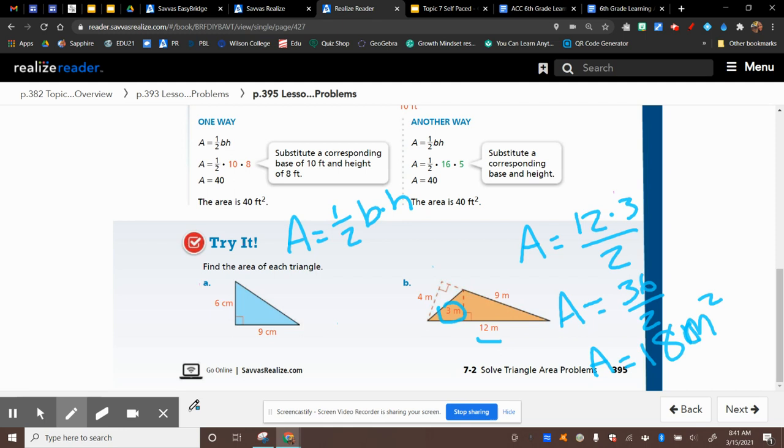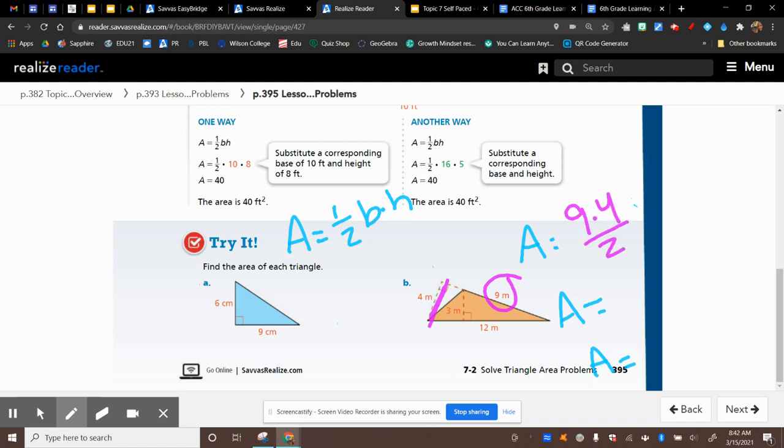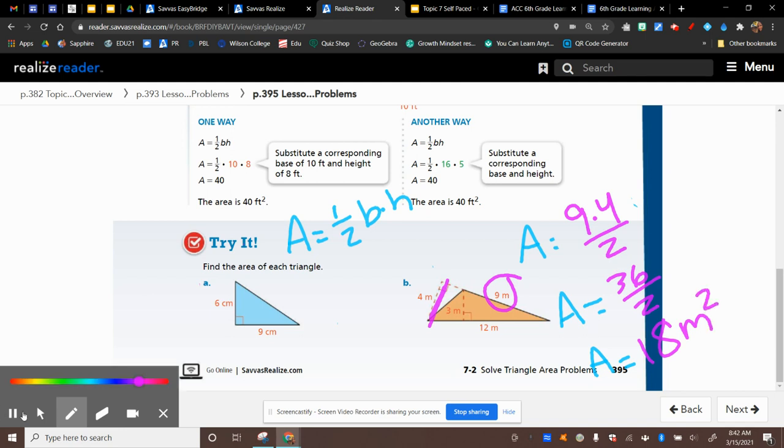I'm going to show you using a different base and height. So let's say that I want to use this 9 as my base. Then I have to choose the corresponding height, which is 4. So I'm going to say 9 times 4 divided by 2. 9 times 4 is 36 divided by 2, 18, and it's meters squared. Same answer, just used a different base and height. All right, we're going to do one more thing.